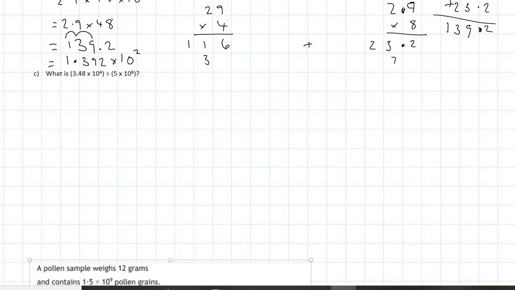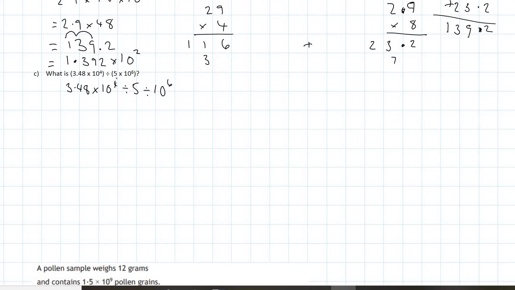Okay, so here I've got 3.48 times 10 to the power of 4, and I'm dividing by 5 times 10 to the power of 6. So it's like I'm dividing by both things in the bracket. So I've got 3.48 multiplied by 10 to the power of 4, and I'm dividing by 5, dividing by 10 to the power of 6, because I'm dividing by both of these.